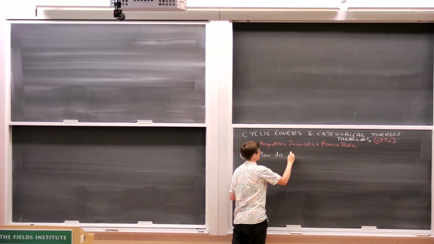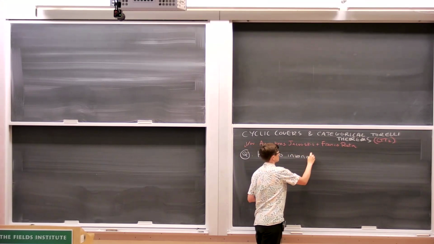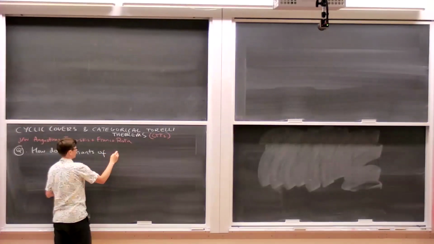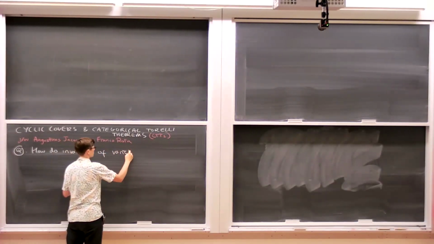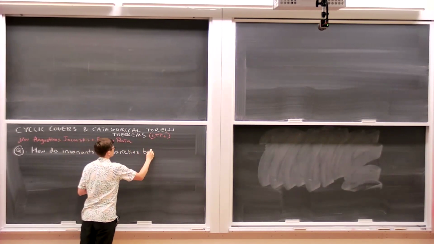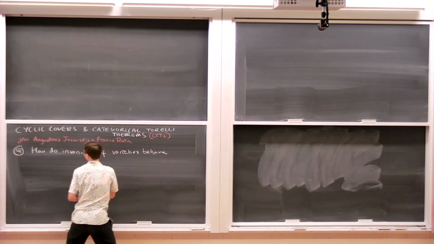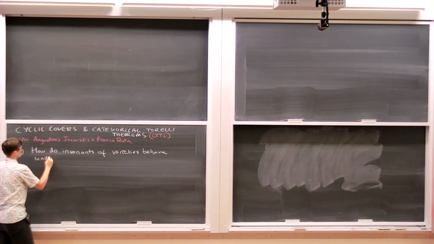Okay, so I want to start with the question: how do invariants of varieties behave under finite group actions?